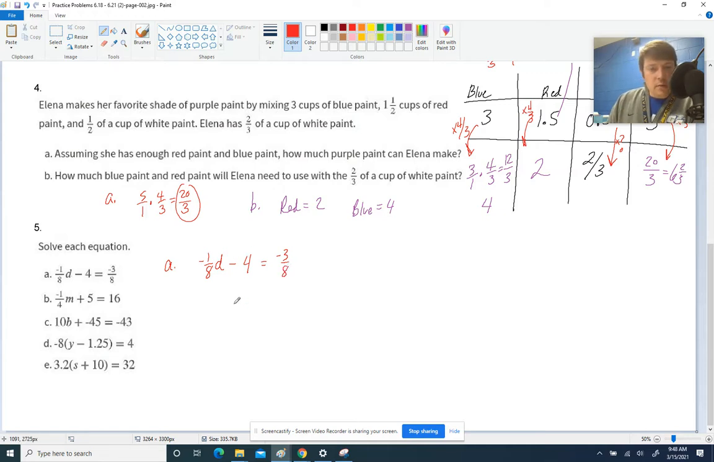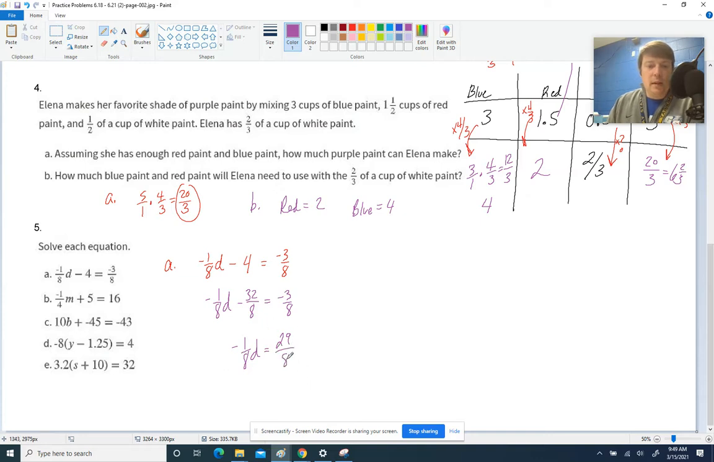There are no groupings, so we don't need to divide anything up here. We just need to get rid of the things that are surrounding our d, starting with this lone 4. And we're going to do that by adding 4 to the other side. Now, before I do that, I'm going to make some changes here. Since everything is in eighths, to help myself, I'm going to convert 4 into something out of 8. And 8 times 4 is 32, so I'm going to use 32/8 when I rewrite this. So we're going to add 32/8 to both sides to get rid of the minus 32/8. And what that leaves me with when I add 32/8 to this is a positive 29/8.